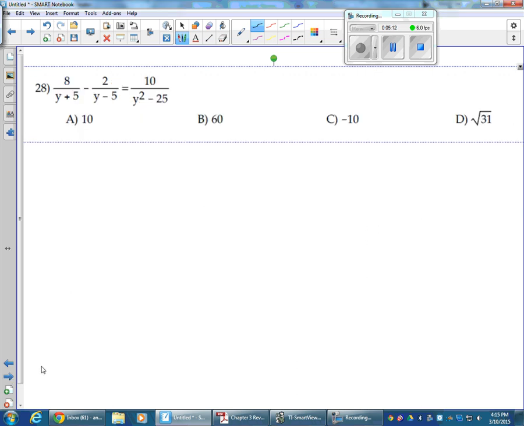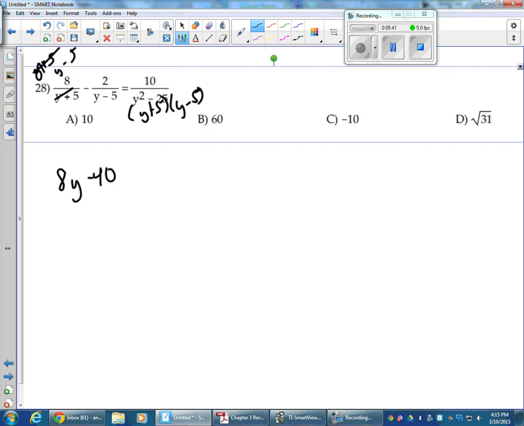28, we have to find our LCD. So this is y plus 5, this is y minus 5, and this is actually y plus 5 and y minus 5. That's how y squared minus 25 factors. So I'm going to multiply everything by both y plus 5 and y minus 5. Here the y plus 5's cancel. So it's 8 times y minus 5, which is 8y minus 40.